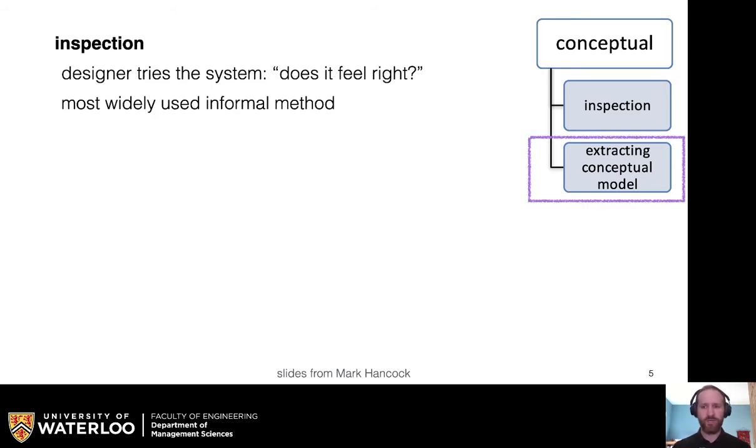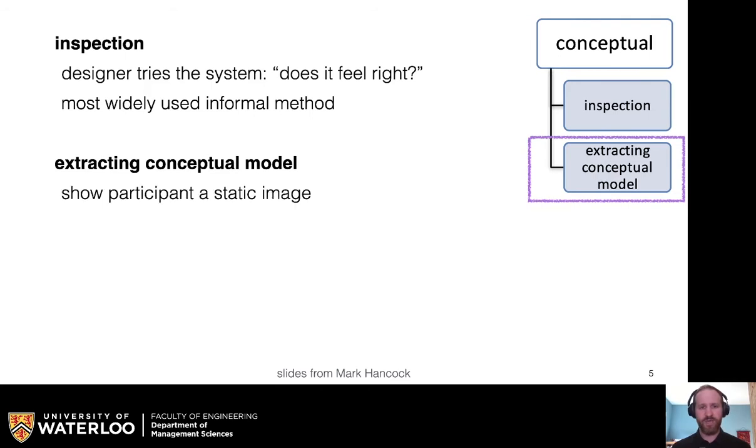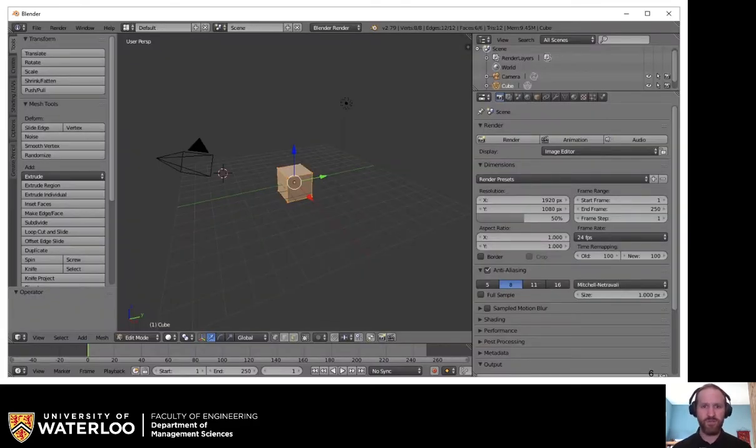Something a little more formal might be extracting a conceptual model. In this case, you bring in a participant who sees a static image. You have the participant explain how they'd use that interface. So for example, you can show them this screenshot of Blender, and you have them explain how they might resize a cube or rotate it, etc. This is a very, very easy way to bring a participant in and get some feedback from them.